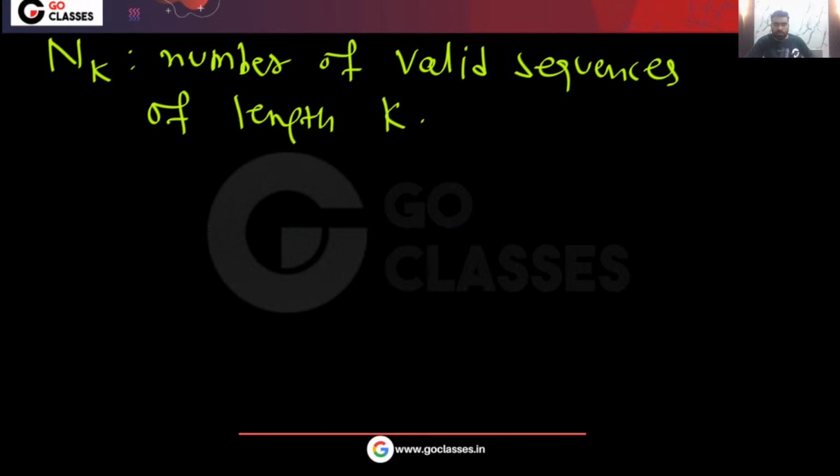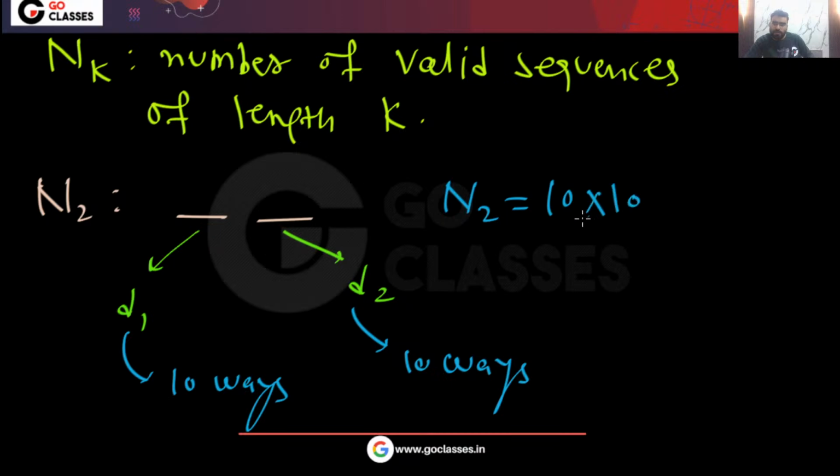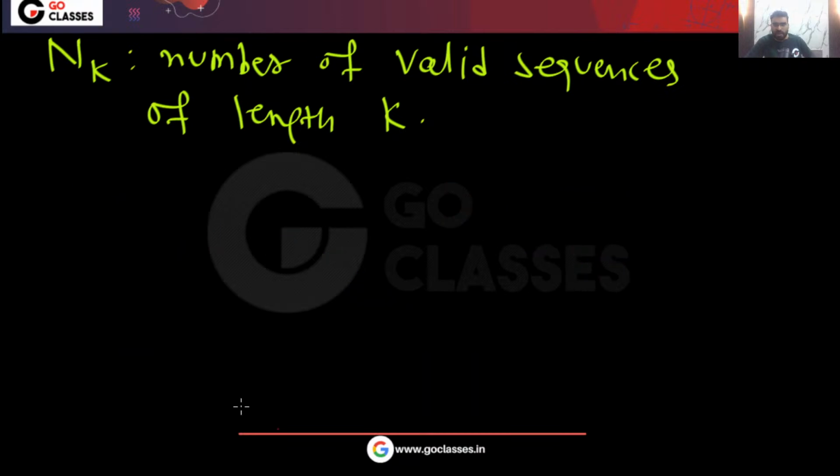What will be n2? N2 means 2 characters. The question is saying the first character must be a digit, and the second character must be a digit. Both must be a digit. So there are 10 ways here, you can put any digit, and here also 10 ways. So n2 will be 10 into 10, that will be 100. Now what will be n3?